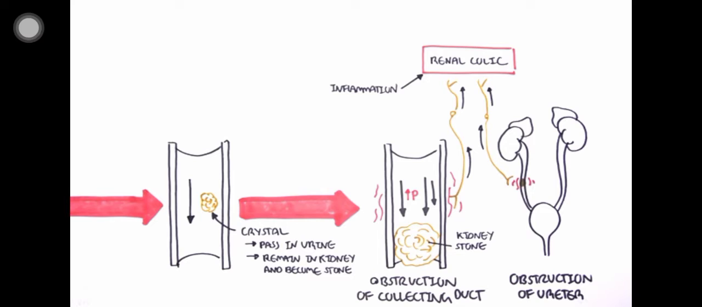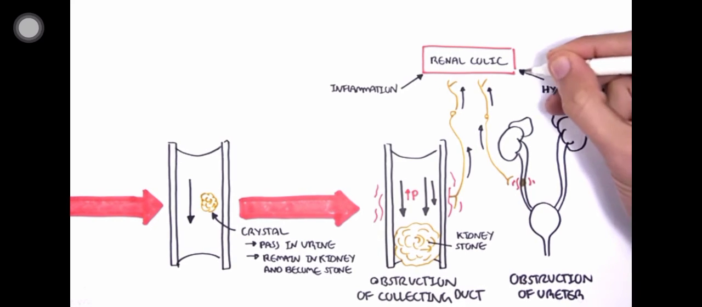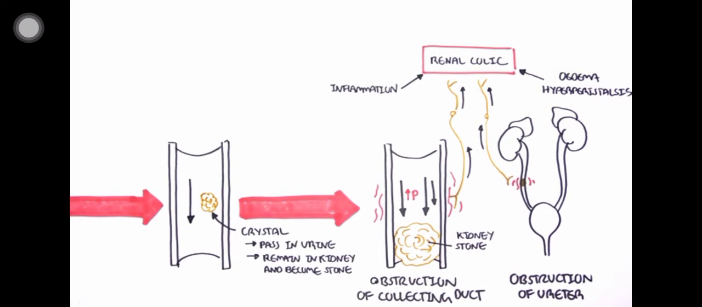With this increase in pressure proximally to the site of obstruction, and with the irritation going on, edema can occur, and the ureter will contract more vigorously, trying to push the stone out. This is called hyperperistalsis.